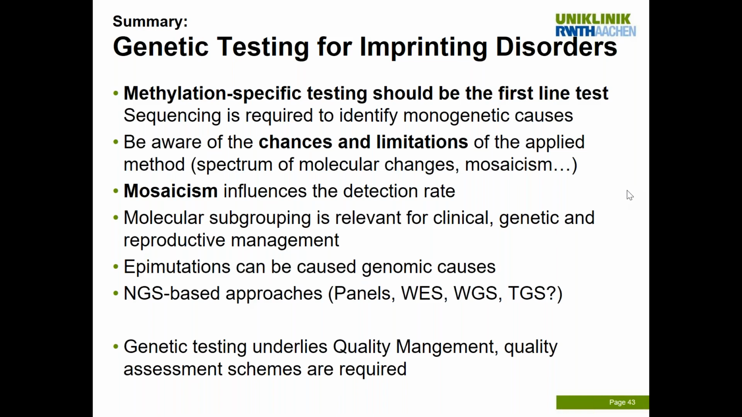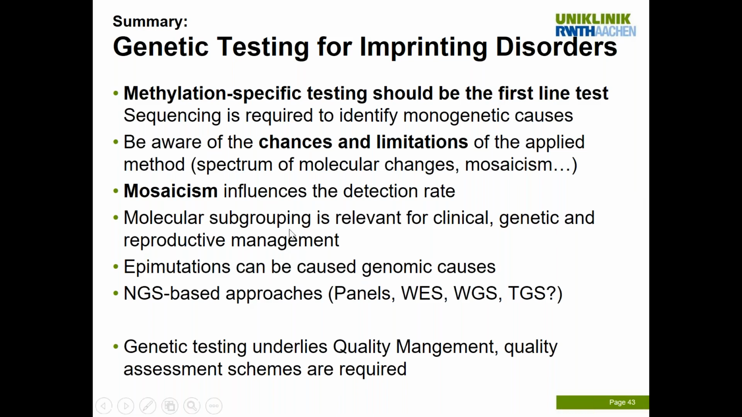Yes, but at the end, a short summary. First of all, the take-home messages should be that methylation-specific testing should be the first-line test. In case of imprinting disorder testing, you have to be aware, or at least the lab should be aware, of the chances and the limitations of the test they apply. You have to consider mosaicism. It might be that you will ask for testing of a further tissue in case you are sure that the patient has a clinical diagnosis of an imprinting disorder. Molecular subgrouping is relevant for clinical, genetic, and reproductive management.